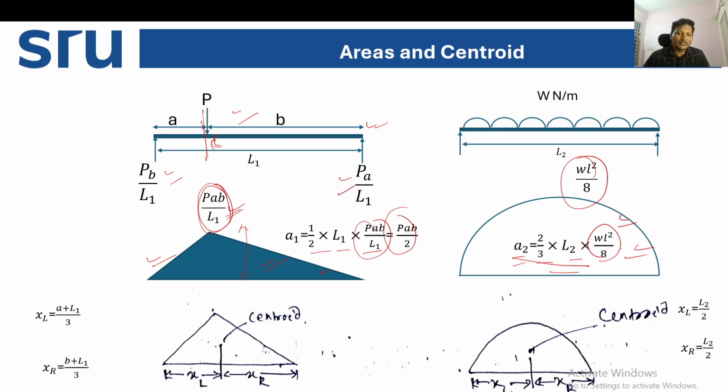Coming to the centroid, the distance from centroid to the left support is XL. XL can be calculated using the formula A plus L1 by 3, and XR can be calculated using the formula B plus L1 by 3. Similarly, if there is a UDL, the centroid will be at the center. XL, centroid to left support, is L2 by 2, and XR, centroid to right support, is also L2 by 2.